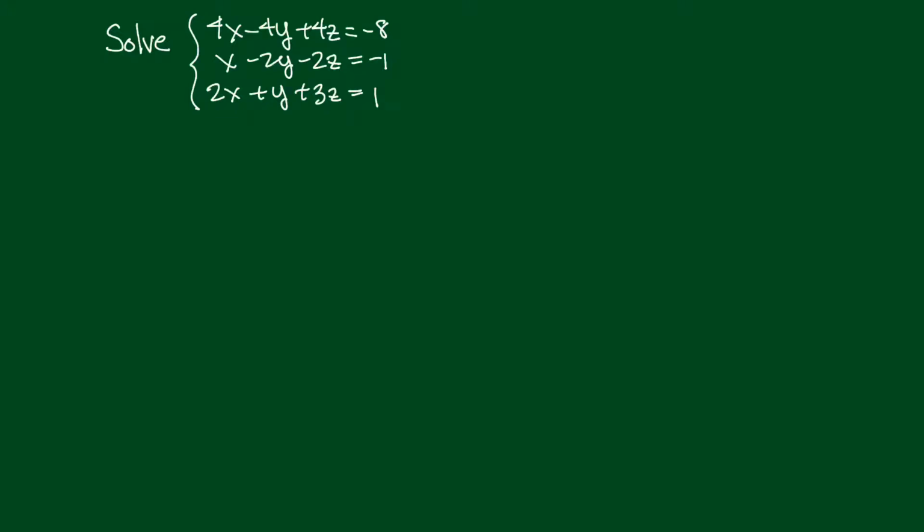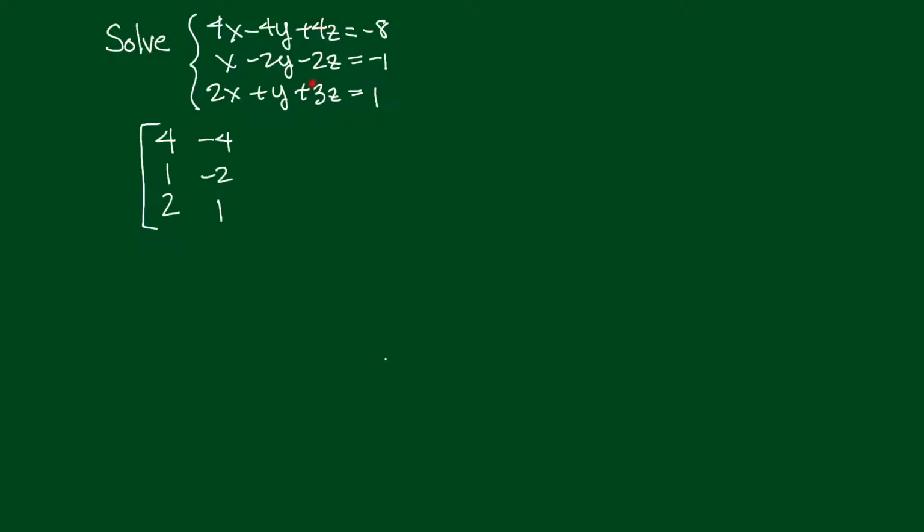This is problem number 43, and we're going to solve it using matrices. So let's start by first setting up our augmented form. I'm just going to go straight down the columns here. The first column is going to be a 4, a 1, and a 2. The second column I'm getting from the y's, right? So this will be -4, -2, 1.